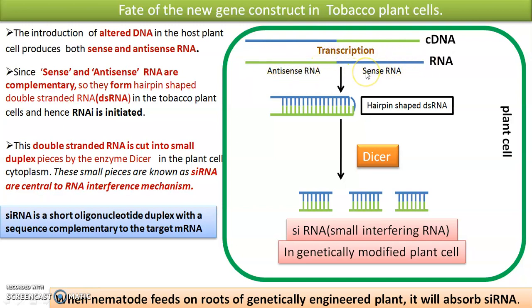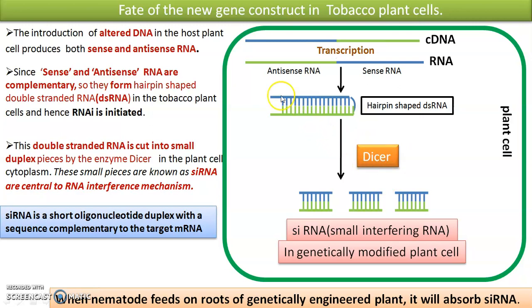Because antisense and sense strand are complementary to each other, they will form a loop, a turn here, forming a hairpin-shaped structure. Now this will initiate the RNA interference mechanism in the plant cell. How? In the plant cell cytoplasm, there is an enzyme called dicer. We don't have that much detail in 12th, but we're just naming that enzyme here for your reference.